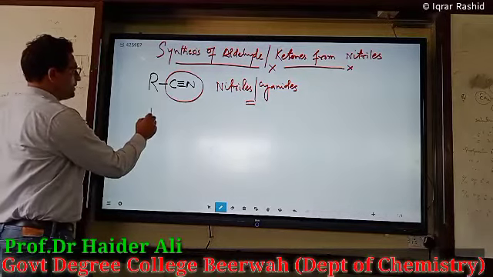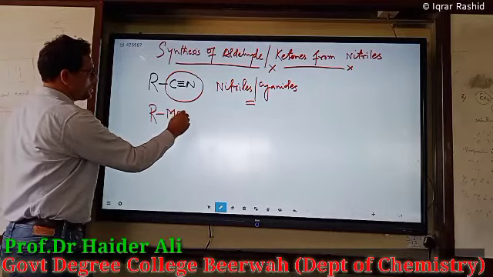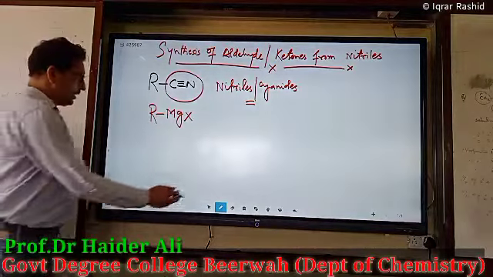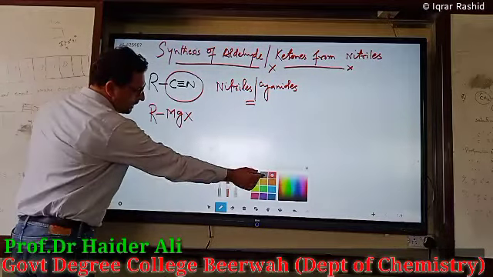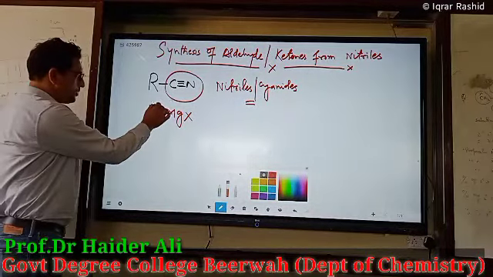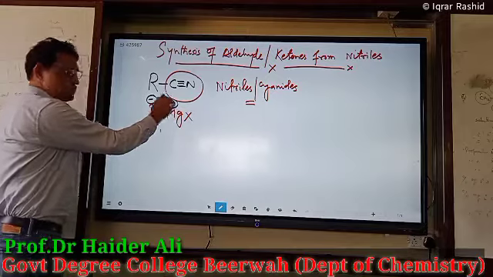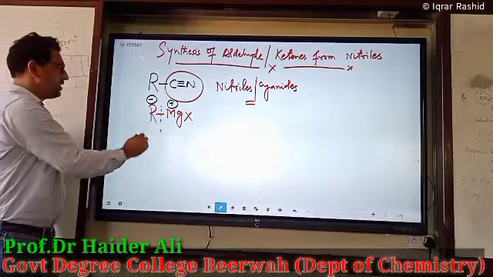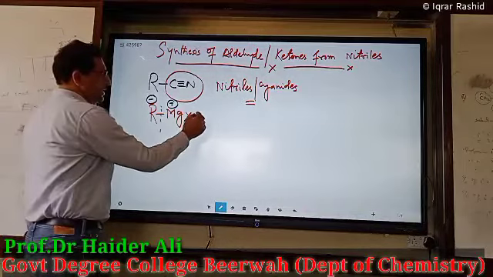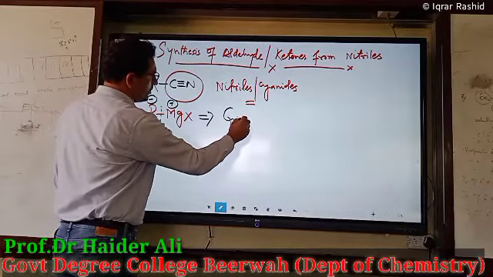Grignard's reagent is RMgX. The general formula for Grignard's reagent, fine. And remember that the R in Grignard's reagent is nucleophilic in nature. Nucleophilic, I mean to say like this: R is negative, this MgX is positive part. And here in Grignard's reagent, this R can act as a nucleophile, fine. So this RMgX is a general formula for Grignard's reagent.